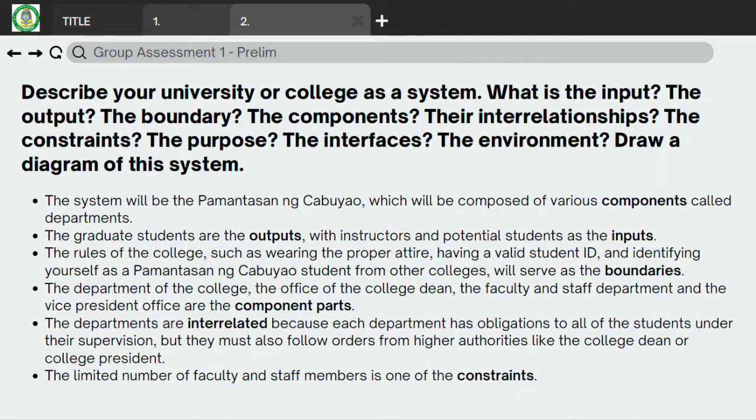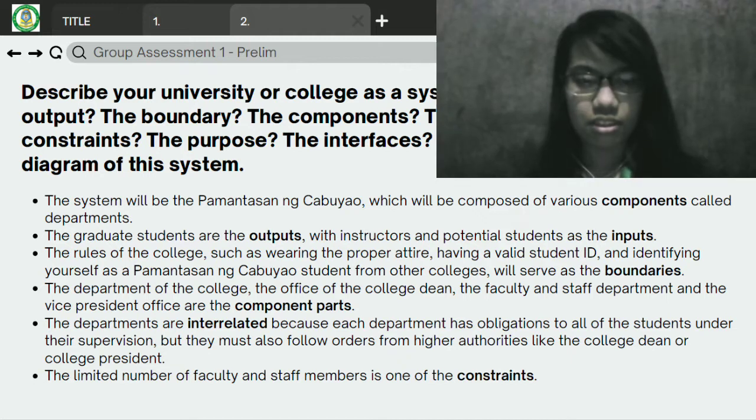Describe your university or college as a system. What is the input, output, boundary, components, interrelationships, constraints, purpose, interfaces, and environment? Draw a diagram of this system. The system will be Pamantasan ng Kabuyaw, which will be composed of various components called departments.